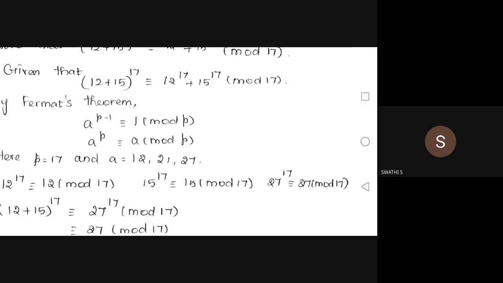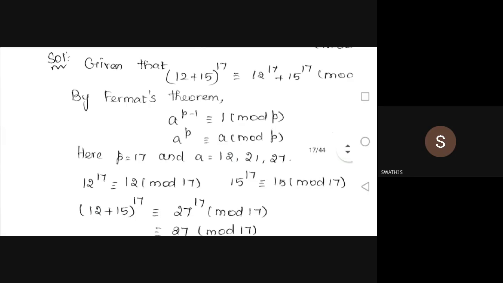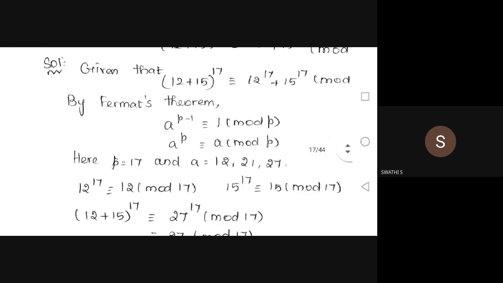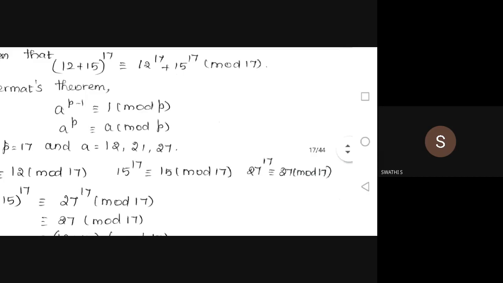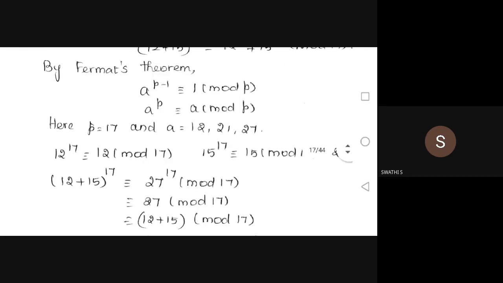Now the left hand side. The left hand side is (12 plus 15) whole power 17, which is congruent to (12 plus 15) is 27, 27 to the power 17 mod 17. 27 power 17 is congruent to 27 mod 17. So by using the result, you get 27 power 17 is congruent to 27 under mod 17. 27 can be written as 12 plus 15. So 27 was expanded as 12 plus 15.